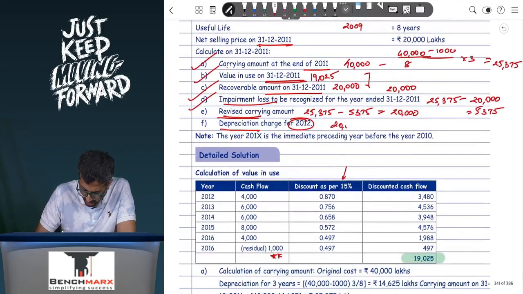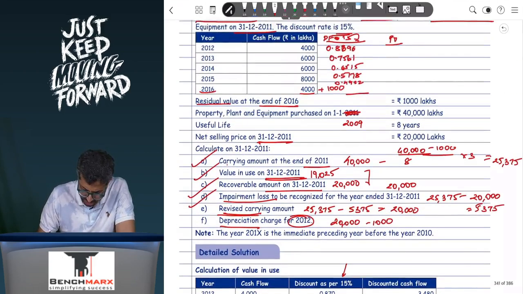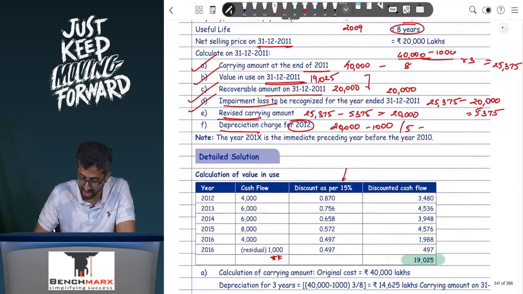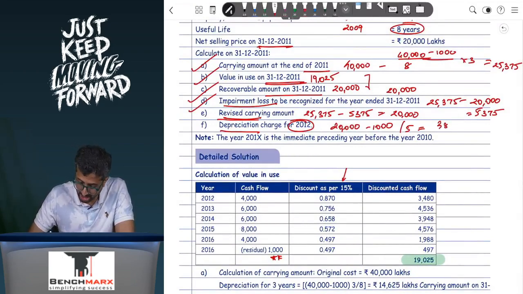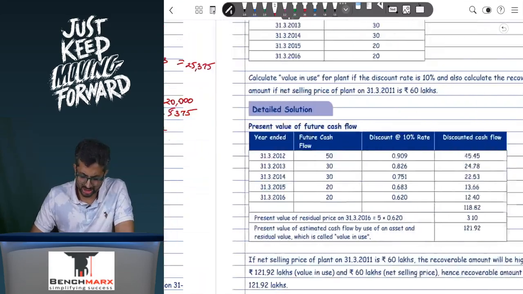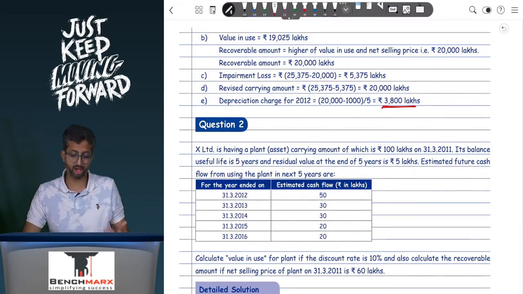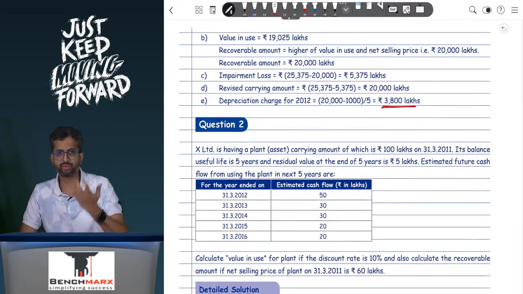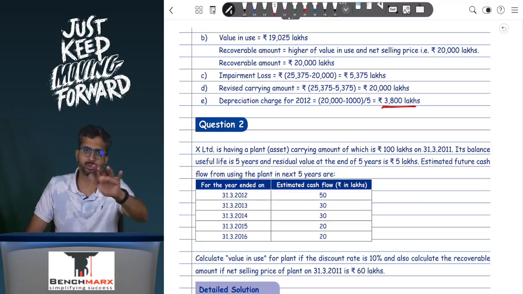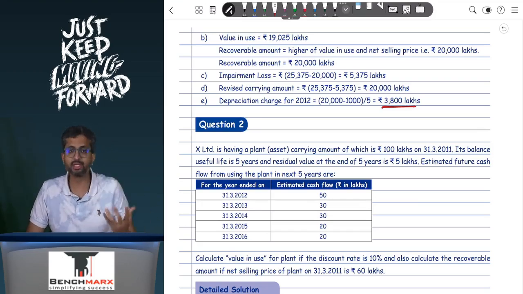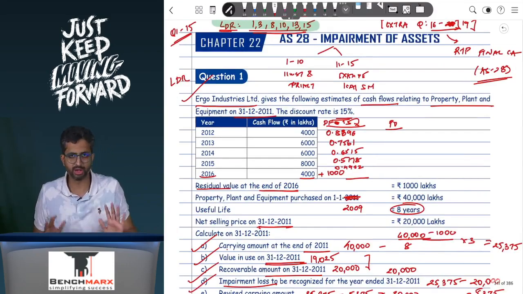Now for 2012 you have 20,000 which is there in your ledger minus 1,000, assuming that is the same salvage value. Out of the useful life of 8 years, 3 years are over and hence 5 years are remaining. So this is 19,000 divided by 5 comes to around 3,800 per annum. So this is a question which kind of covers almost every aspect, and the institute would love to ask you a question like this if given a chance. Depreciation, impairment, recoverable value, net selling price, value in use, carrying value, everything is tested over here. Definitely something that you should revise for your last day.